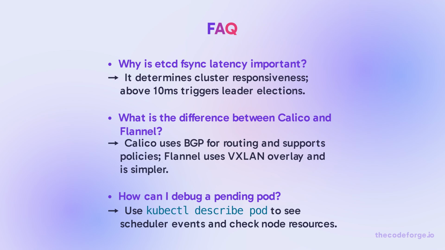What is the difference between Calico and Flannel? Calico uses BGP for routing and supports policies. Flannel uses VXLAN overlay and is simpler. How can I debug a pending pod? Use kubectl describe pod to see scheduler events and check node resources.